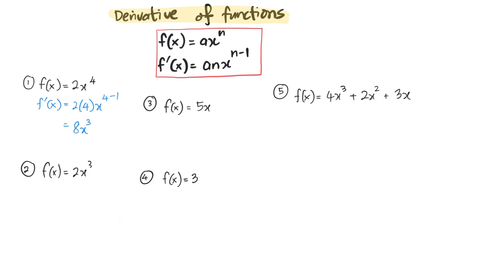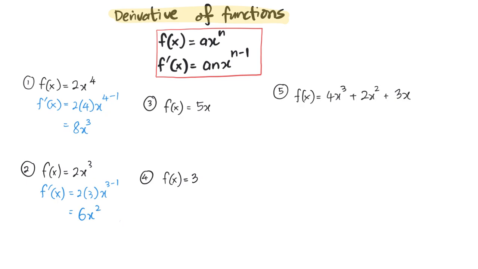Okay, let's do the second question. So f prime x, so we get 3 multiplied with 2. Alright, 2 times 3, and then 3 minus 1. Okay, that will be 6x squared. Right? So 3 times 2, 6, and then 3 minus 1, 2.